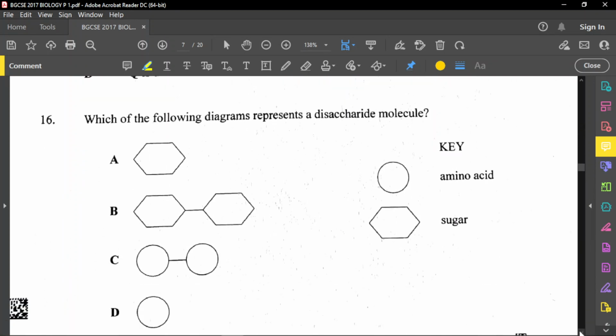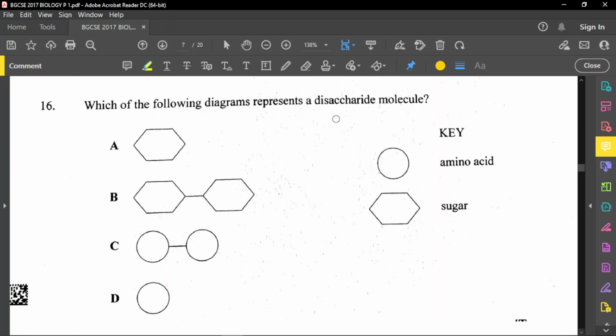16. Lovely question. It said, which of the following diagrams represent a disaccharide? Good opportunity to talk about something here. If this six-sided shape is a hexagon, it is a sugar. Remember, a disaccharide is a combination of two single sugars, a combination of two what? Monosaccharides. So if this represents sugar, we don't even care about the circles, because circles represent amino acids. Amino acids don't make up carbohydrates. A disaccharide is a carbohydrate, a double sugar, 2 units of sugar. So C and D, we can ignore those, but I'll talk about them, however.